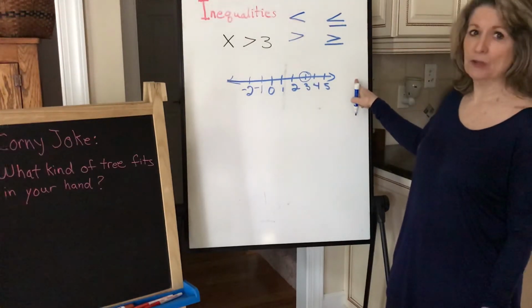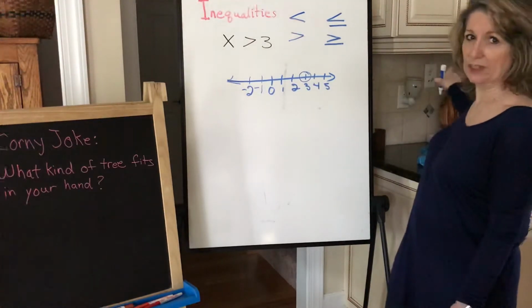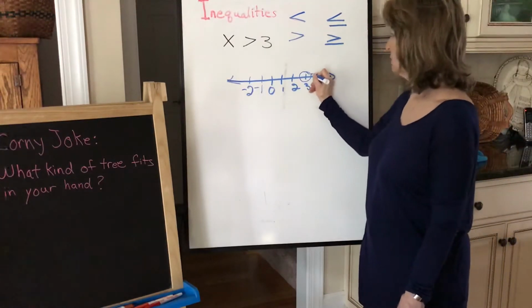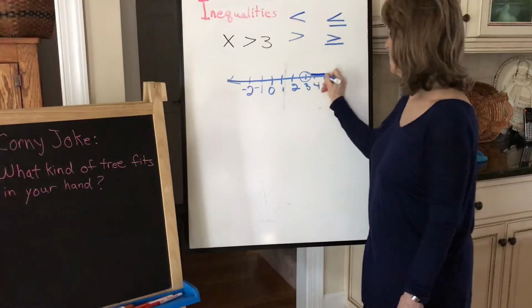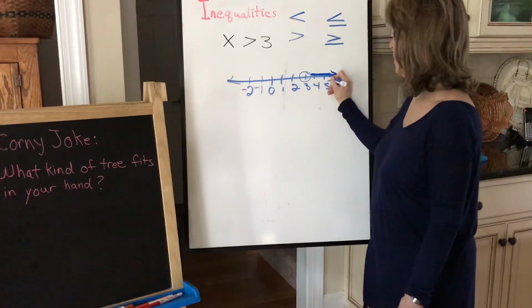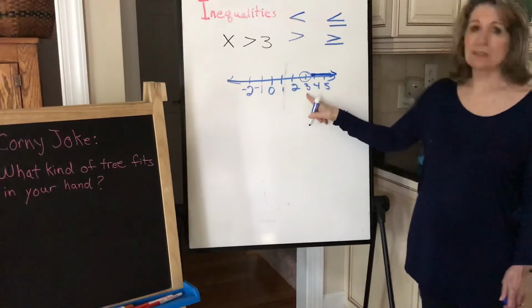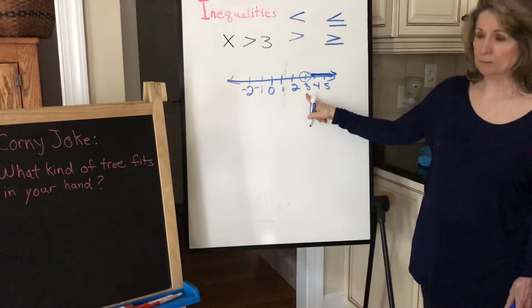Is that greater than 3? The number 100 is greater than 3. So that means our solution is going to go this way. So we're going to make a fatter line on the number line and a fatter arrow. And that is now the solution to our inequality, and it doesn't include the number 3.